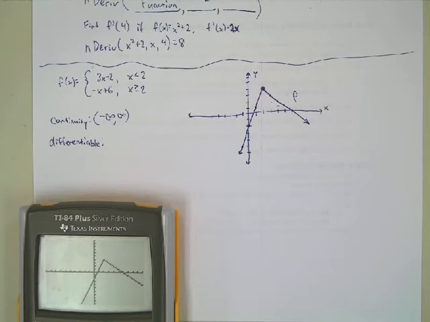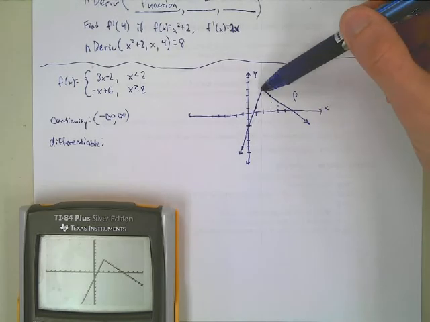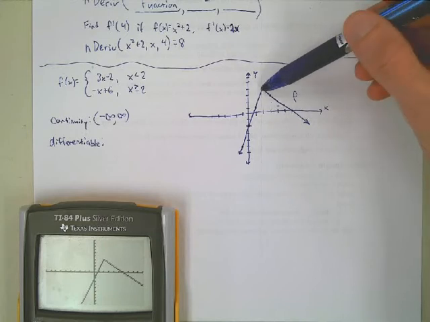Because we have a pointy part of our graph, I know that's not very calculus, not very official. But yes, this point indicates that our graph is not going to be differentiable there.